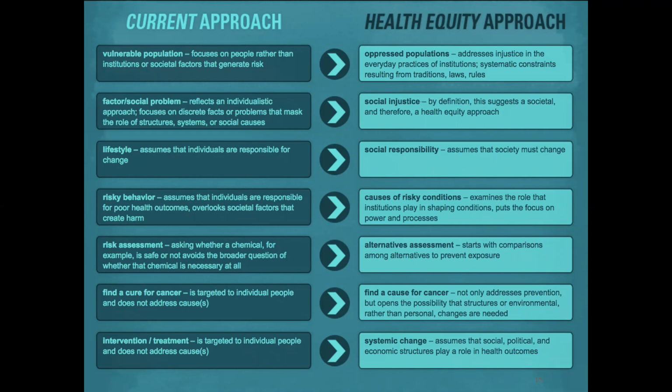Another example is looking at lifestyle. With the current approach, you may assume that individuals are responsible for change. But if we look at that health equity population health approach, and we'll talk more about this in the next chapter, we need to look at that social responsibility. So we need to assume that society must change. Again, those are things looking at laws and policies: how do we improve the environment that individuals live, work, learn, and play in, to really focus on that population health approach. A lot of that can come into play through that policy lens, what we're learning about in this class as well. So there's certainly an opportunity to shift our current approach into more of that health equity population health approach.